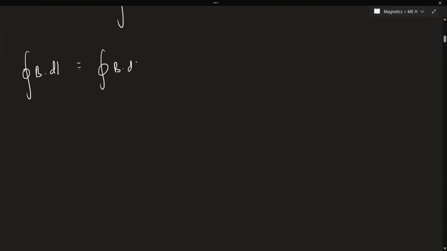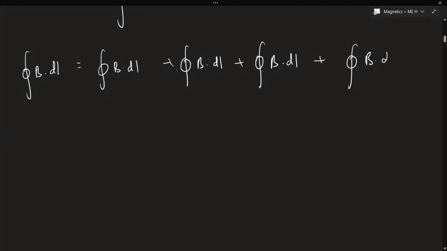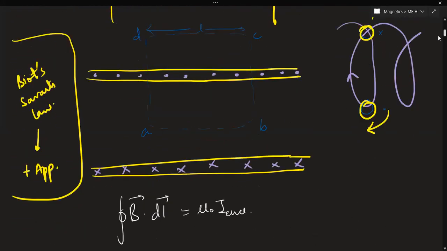So it will be the integral of B dot dl from A to B, plus B to C, plus C to D, plus from D back to A. Now we just have to put in all the values. Just look at BC and AD over here. This side is BC, and that is AD.